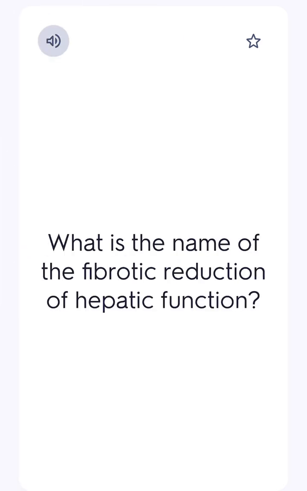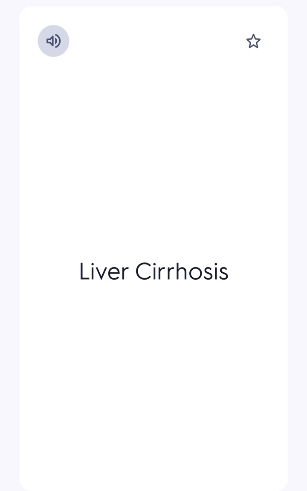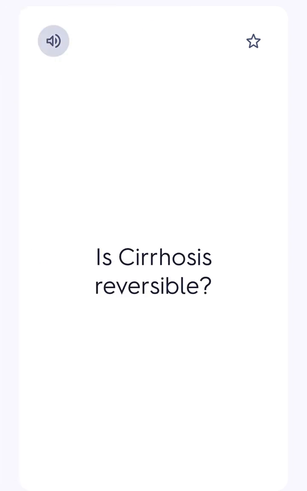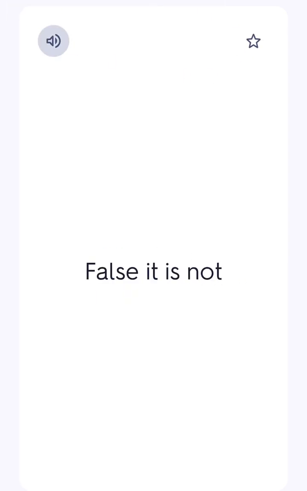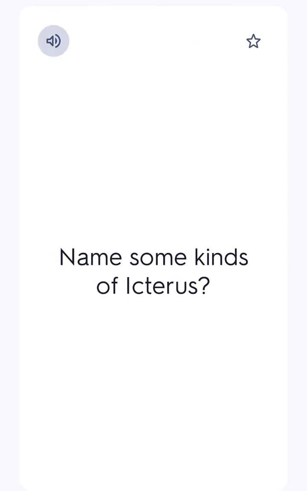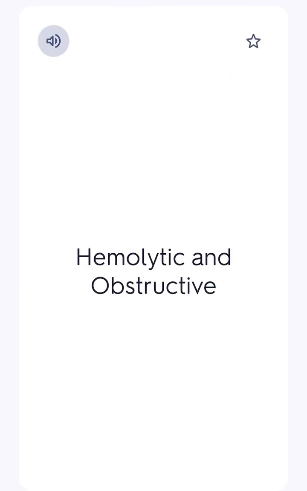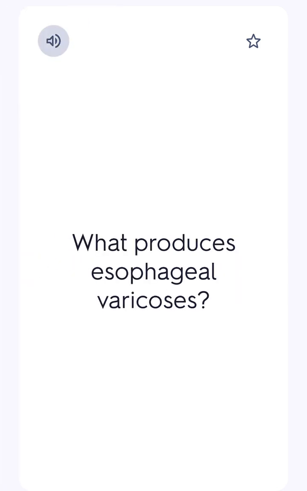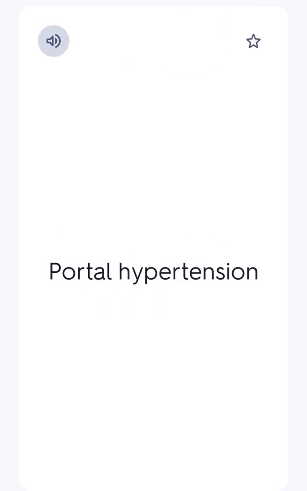What is the name of the fibrotic reduction of hepatic function? Liver cirrhosis. Is cirrhosis reversible? False, it is not. Name some kinds of icterus. Hemolytic and obstructive. What produces esophageal varicosis? Portal hypertension.